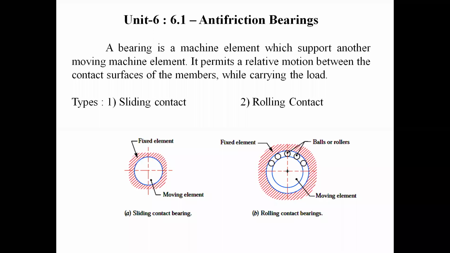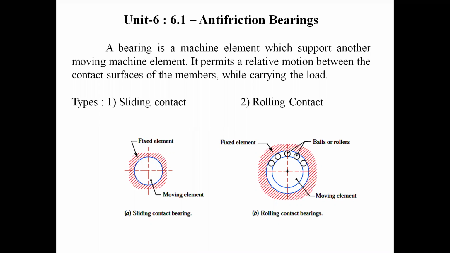Today we are going to start our unit number 6. Unit number 6 is anti-friction bearings. We know what is meant by bearing. Bearing is the machine element which supports moving parts or machine components. It permits relative motion between the contact surfaces of the members while carrying the load.